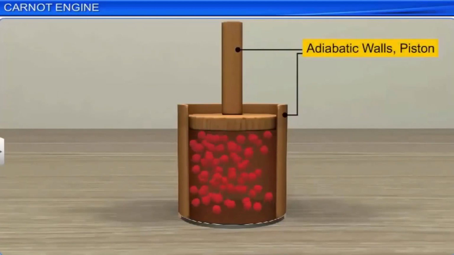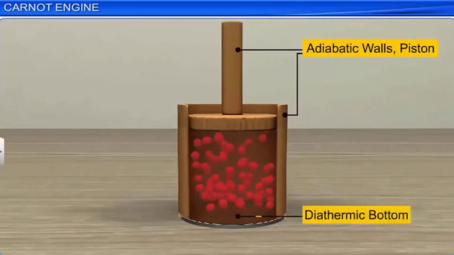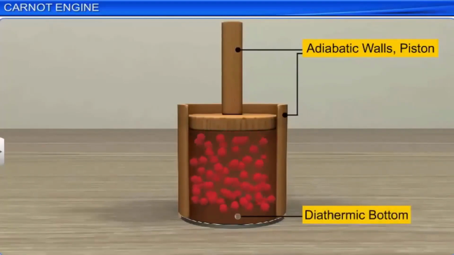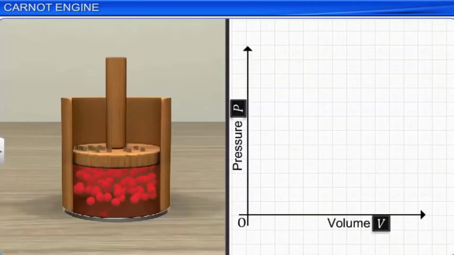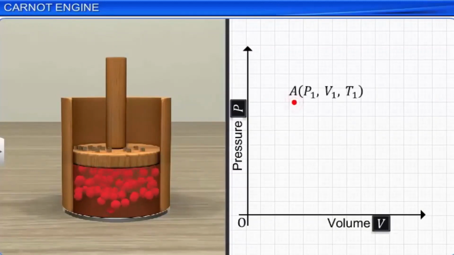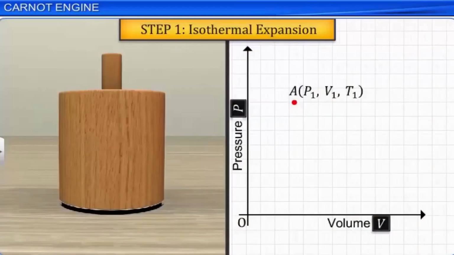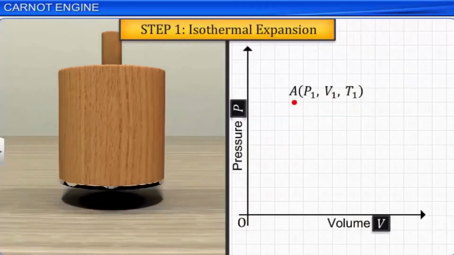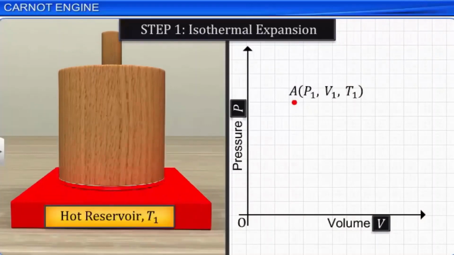Assume that the initial state of the system is P1, V1, T1 and is identified by point A in the PV diagram. Note that the gas is in a compressed state because of some tiny weights on the piston. In the first step, place the container on a hot reservoir, which is at a constant temperature T1, and slowly remove some of the tiny weights one after the other, and allow the gas to expand isothermally.